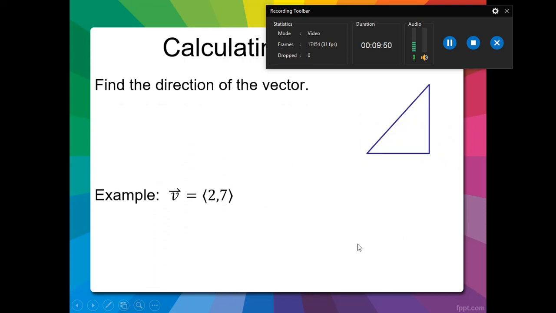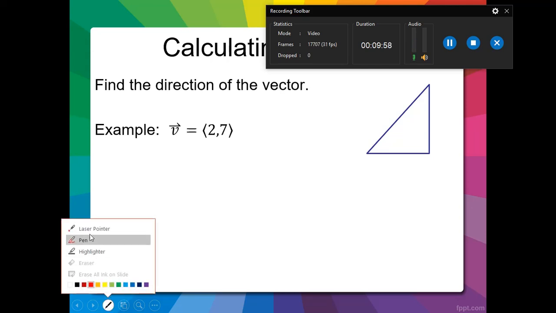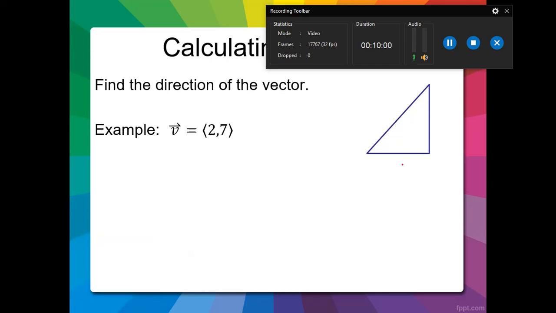So finding the direction of a vector. In our first example, we have the movement of 2 to the right and 7 up. So if we label this, this is 2, and this is 7. We're looking for the angle here made with the horizontal. There's my theta.